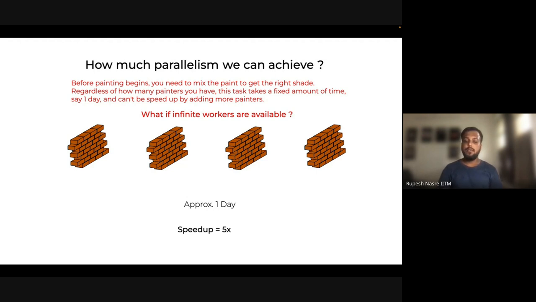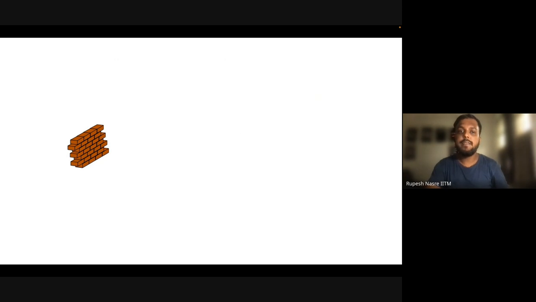Anyone? You can think of it, right? Is there any possibility of achieving a speed up which is greater than 5 times, given that we have infinite workers? See, Saurabh says that more than one worker can paint one single wall, yeah. See, this is the basic of our questions, right? What we were saying earlier.